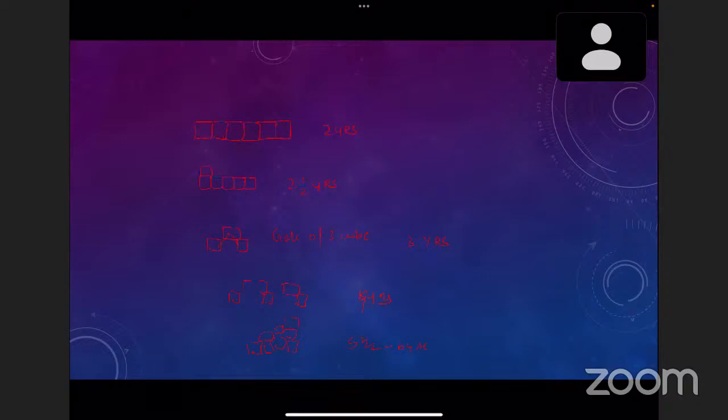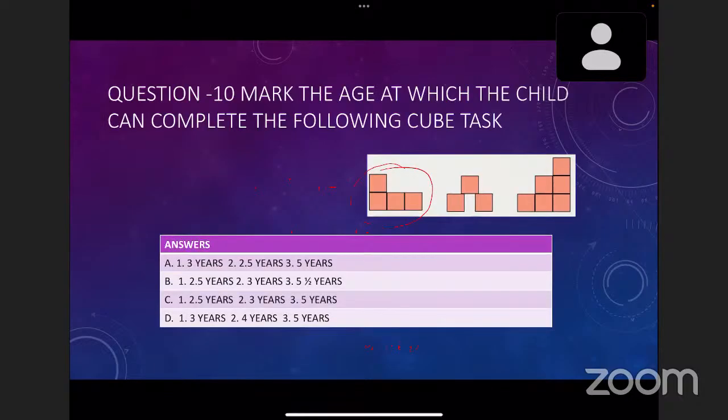So here the child has built a train with chimney, which is more commonly seen at 2.5 years. Gate of 3 cubes, age of 3 years. Staircase, age of 5.5 to 6 years. The only option with 5.5 years is B. So the answer is B.